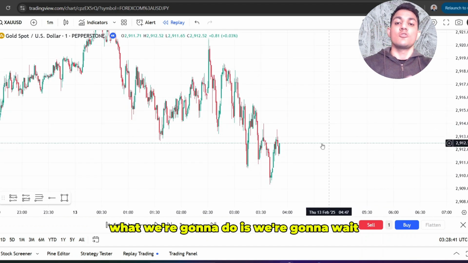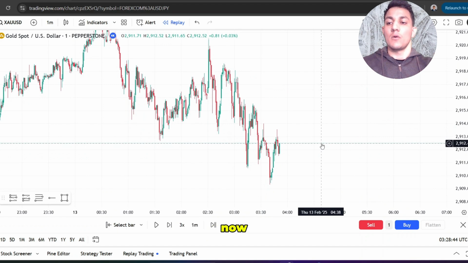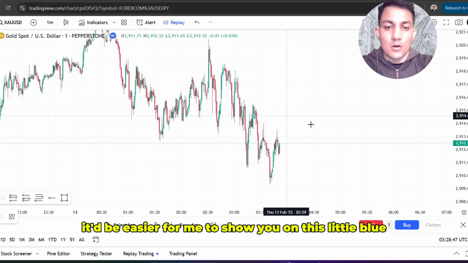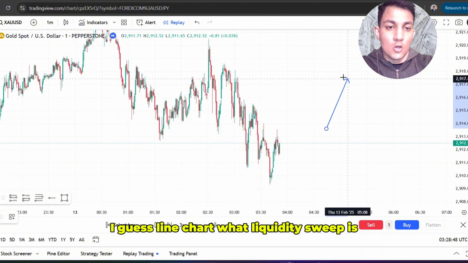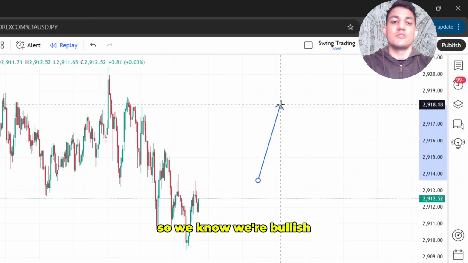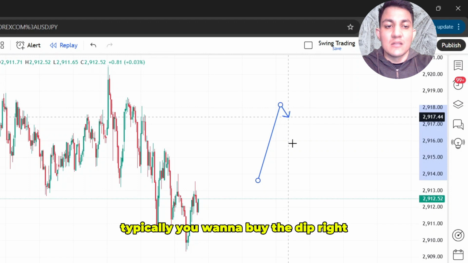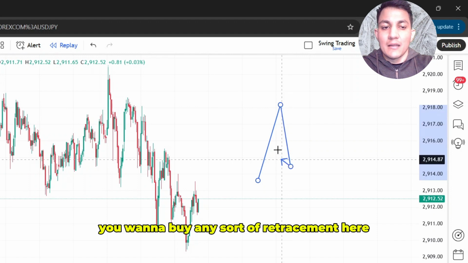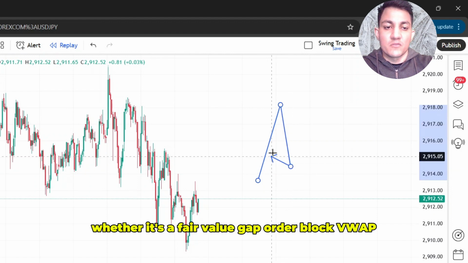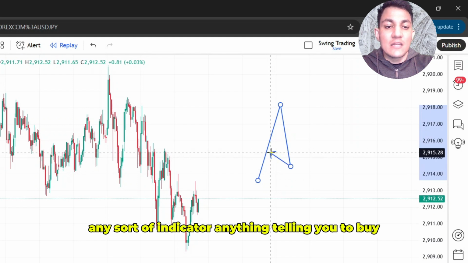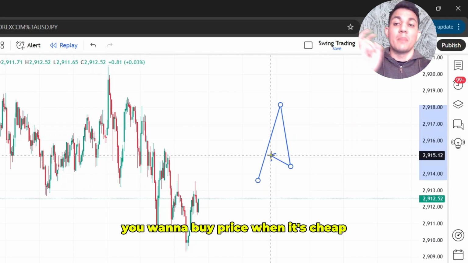So what we're going to do is wait for something called a liquidity sweep. Now, it'd be easier for me to show you on this little blue line chart what a liquidity sweep is. So we know we're bullish, and let's suppose you're bullish, right? Typically, you want to buy the dip. You want to buy any sort of retracement here, whether it's a fair value gap, order block, VWAP, any sort of indicator, anything telling you to buy. You want to buy the dip, right? You want to buy price when it's cheap.